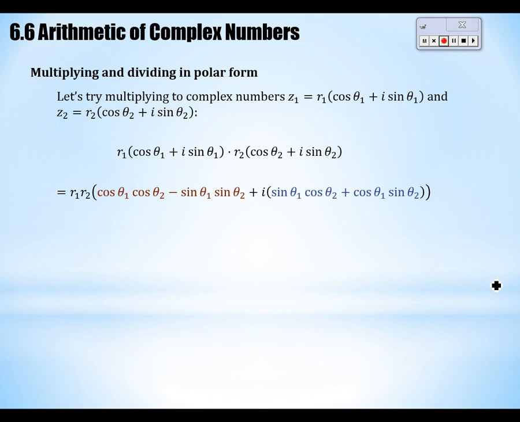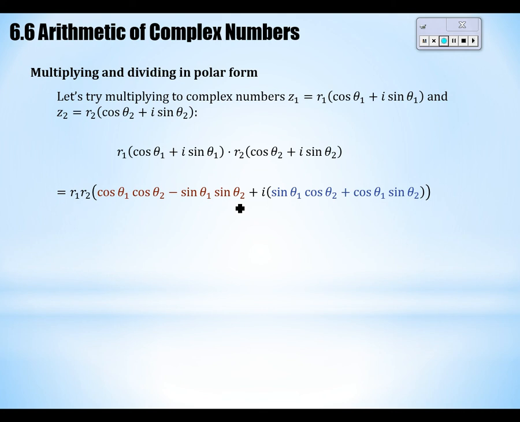I think this is pretty clear. This first piece, where that comes from, that's cosine theta 1, cosine theta 2. Okay, got that. Where'd this come from? Negative sine theta 1, sine theta 2. Which product is that? That's i and i, that's negative 1. Okay, I'm with you. So far, so good.